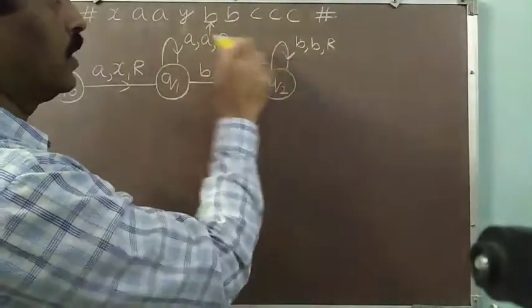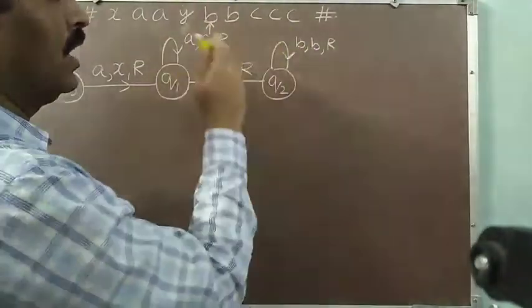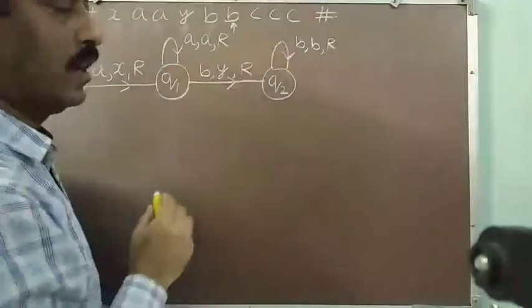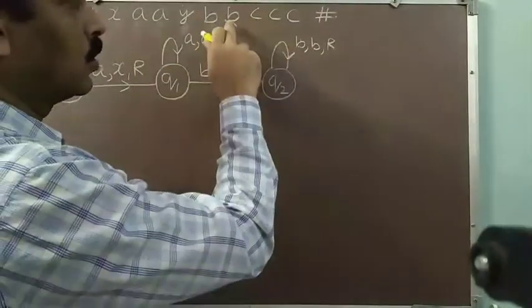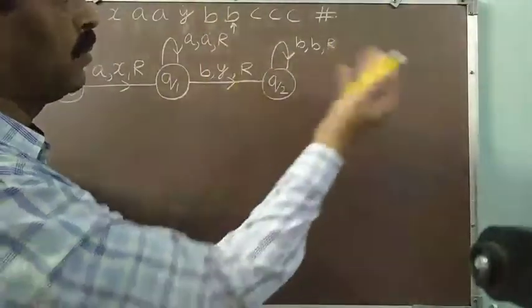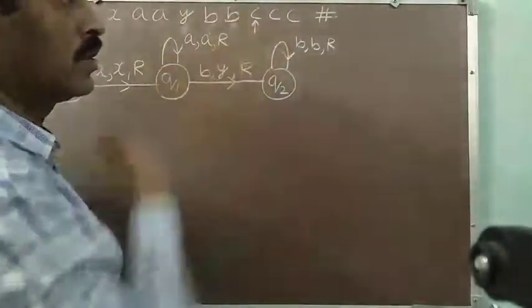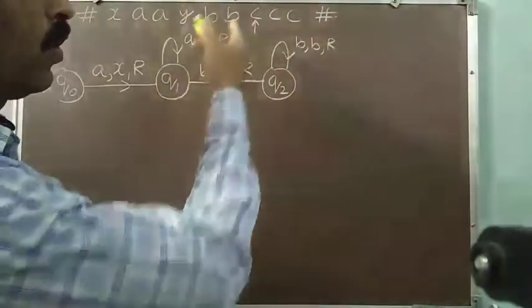So I am getting first B. In place of B, I am writing B and moving one position right. So now my pointer is at the second B. Now again, I am getting B. So in place of B, I am writing B and moving one position right. And then I am reaching this C. Now in Q2 state, I have got this C.